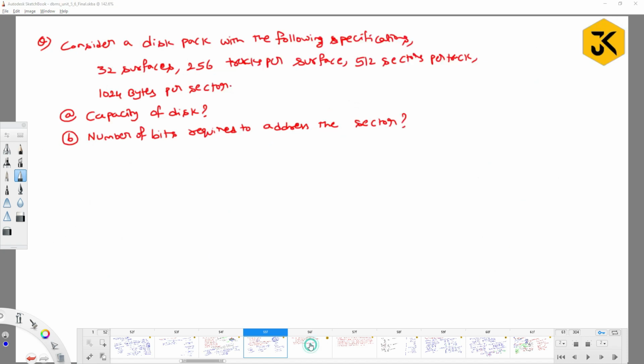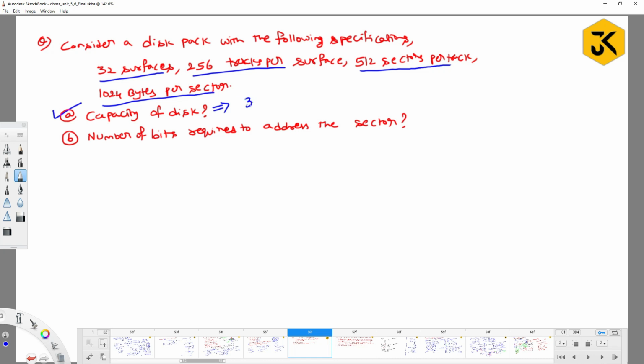Try to solve the next one. I think I gave this question in the last class. CRs have shared it. You can check with the question. So here you can easily calculate the capacity of the disk, right? They have given 32 surfaces, 256 tracks per surface, 512 sectors per track, and 1024 bytes per sector, right? What is the capacity of the disk?